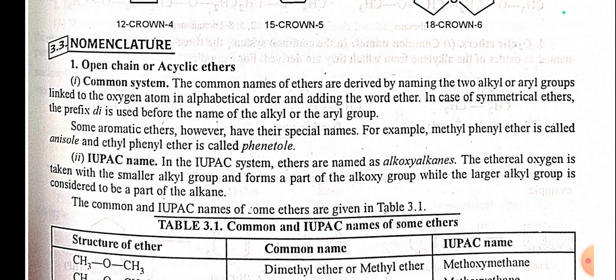IUPAC name. In the IUPAC system, ethers are named as alkoxyalkanes. The ethereal oxygen is taken with the smaller alkyl group and forms a part of the alkoxy group, while the larger alkyl group is considered to be a part of the alkane. The common and IUPAC names of some ethers are given in the table.